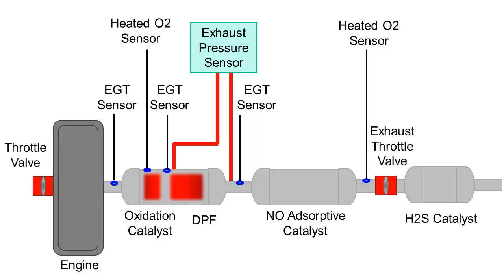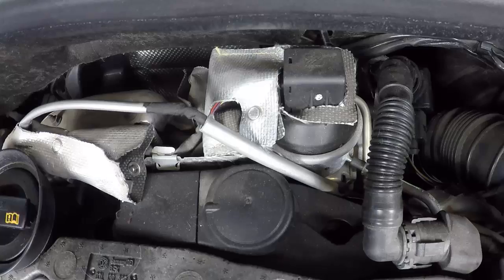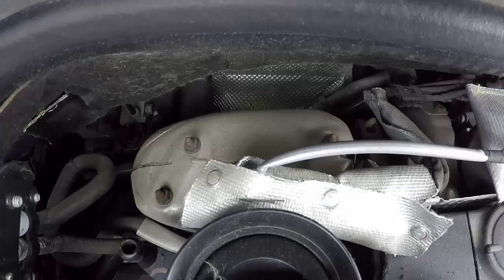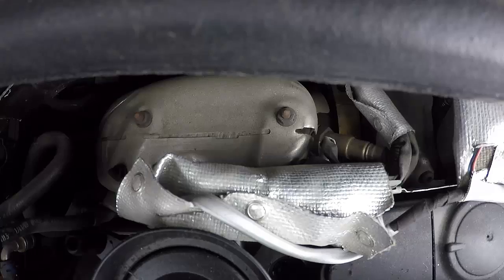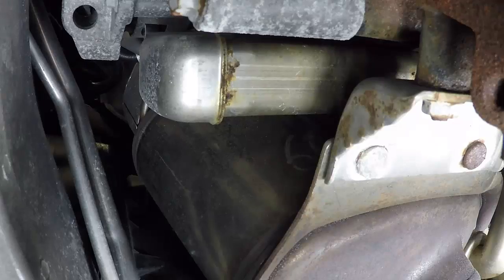An exhaust throttle valve meters exhaust flow under some conditions, and an inlet throttle valve meters inlet flow. Let's look more closely at the oxidation catalyst and diesel particulate filter. It's mounted vertically behind the engine. This is the top view, looking down behind the engine. This is the bottom view, looking up from behind the engine.